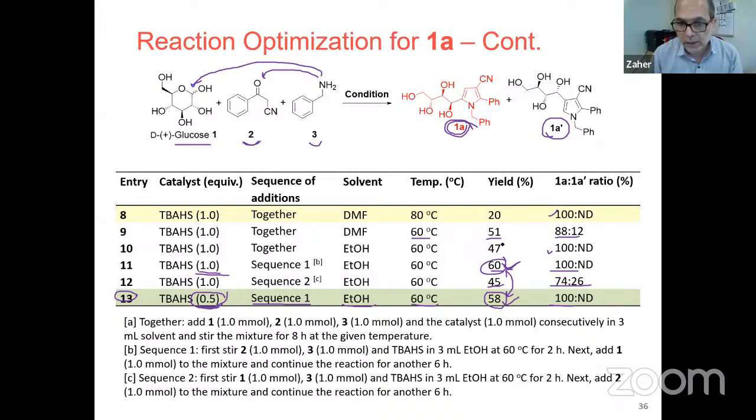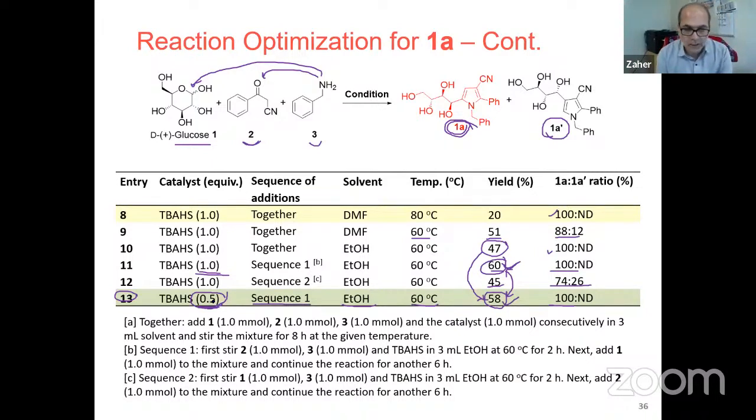If you tell me that, okay, 47 and 58, I will tell you, yeah, this is a huge difference. This is a big difference. But between 60 and 58, there's not really a major difference here. So that's why we chose 13 as the optimum reaction condition, because we have a 50% reduction in the catalyst.